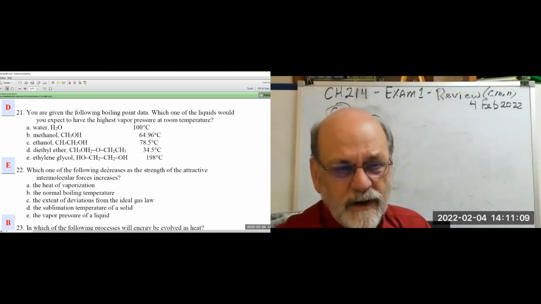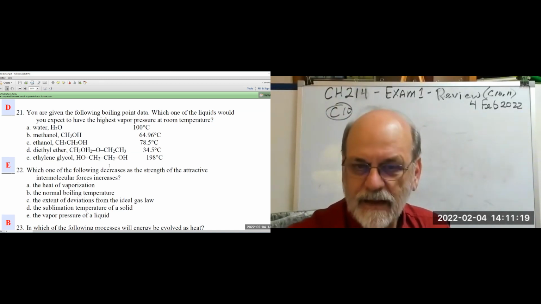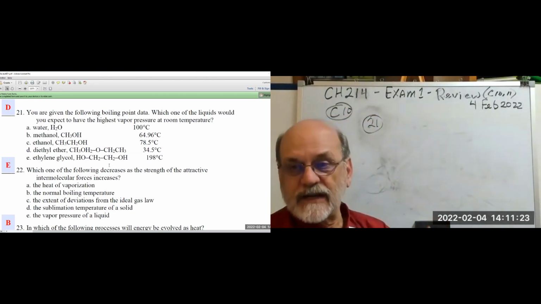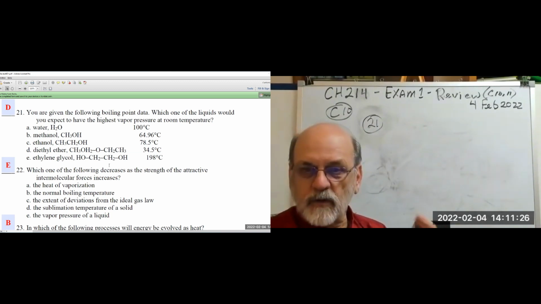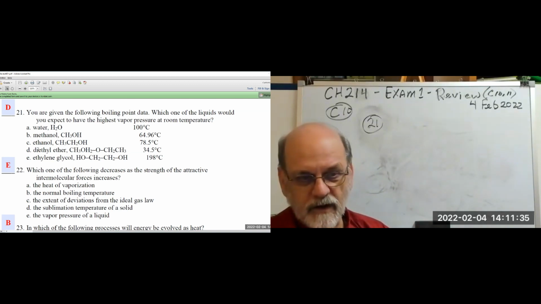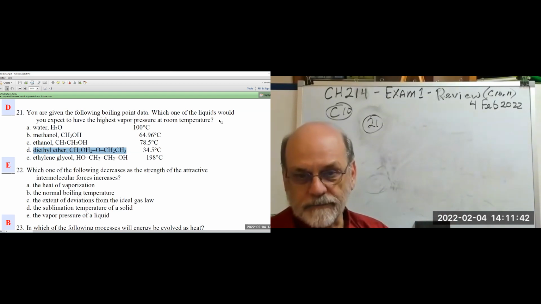All right, 21. You're given the following boiling point data. Which one of the liquids would you expect to have the highest vapor pressure at room temperature? The highest vapor pressure would be the one with the weakest intermolecular forces. So it would have the lowest boiling point. Okay? So you look for the lowest boiling point. 100, 64, 78, 34. There you go. Diethyl ether will have the highest vapor pressure.